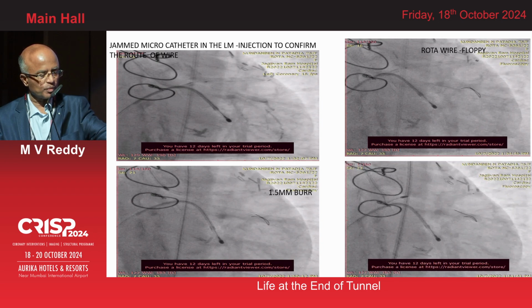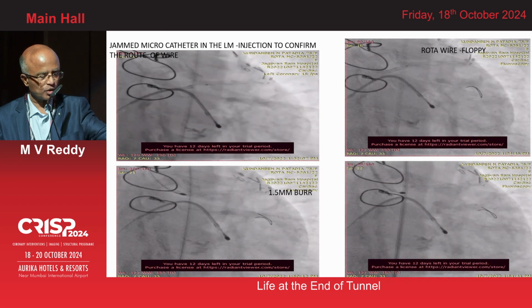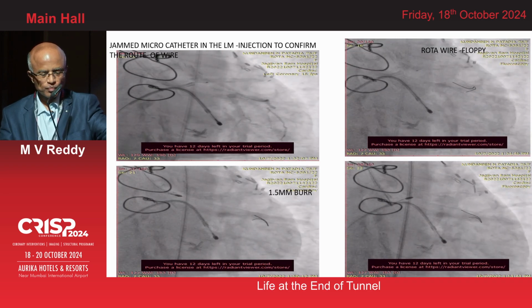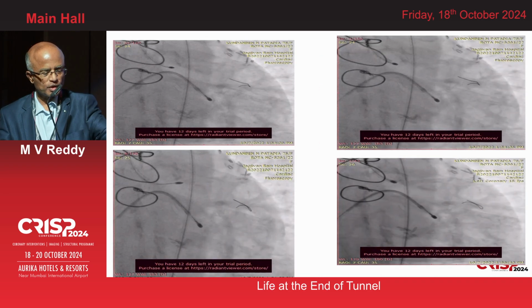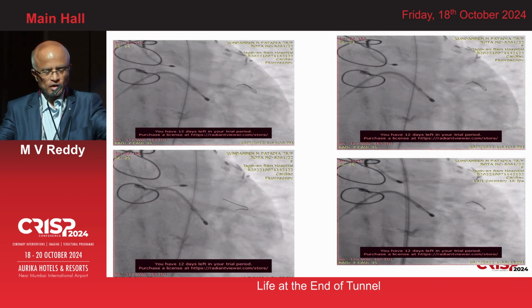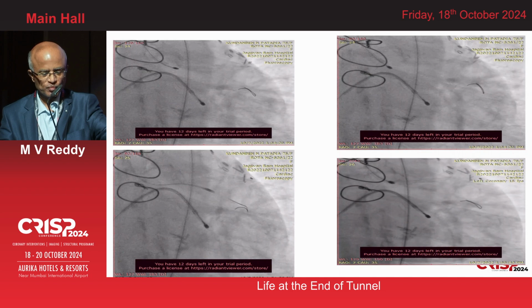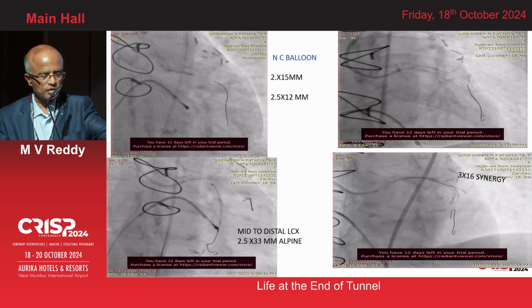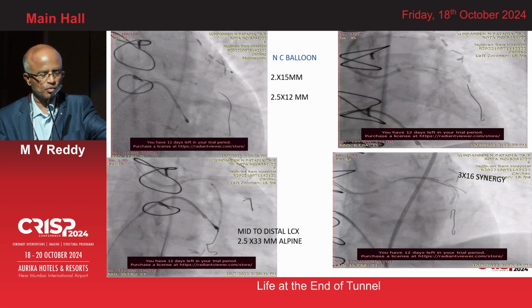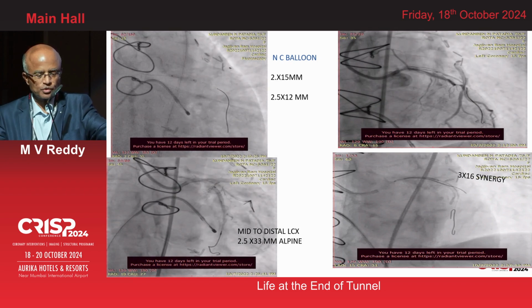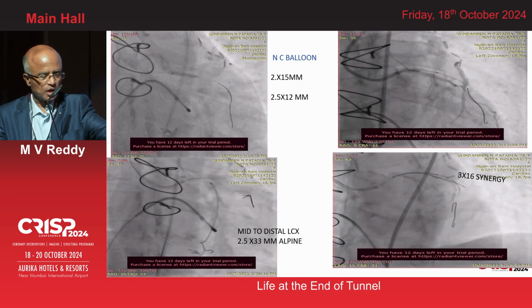Then I took a 1.25 and 1.5 mm burr to ablate the lesion. When ablating, suddenly the lesion gave way. The burr went directly into the ramus, this high OM, which must have caused some damage. That was revealed later. Then I dilated with a balloon, starting with 2 mm and then 2.5 mm, and I could establish flow in the circumflex and the high OM.